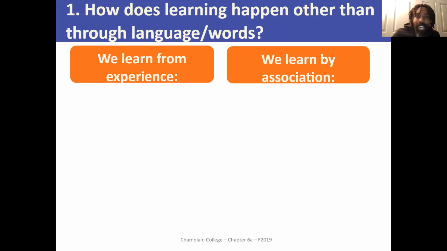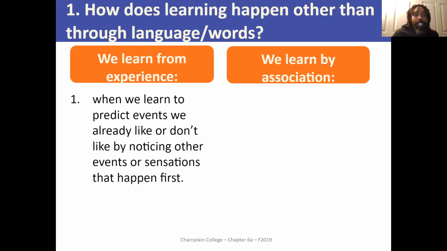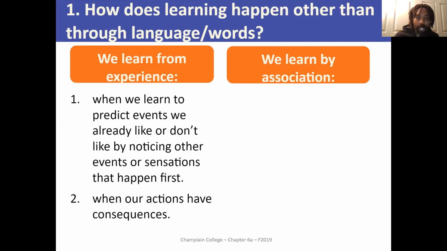So, how does learning happen other than through language or words? We learn from experience and we learn from association. It's important that you know those two forms of learning. Under experience, 1, when we learn to predict events we already like or don't like by noticing other events or sensations that happen first. Point number 2, when our actions have consequences. And point number 3, when we watch what other people do.